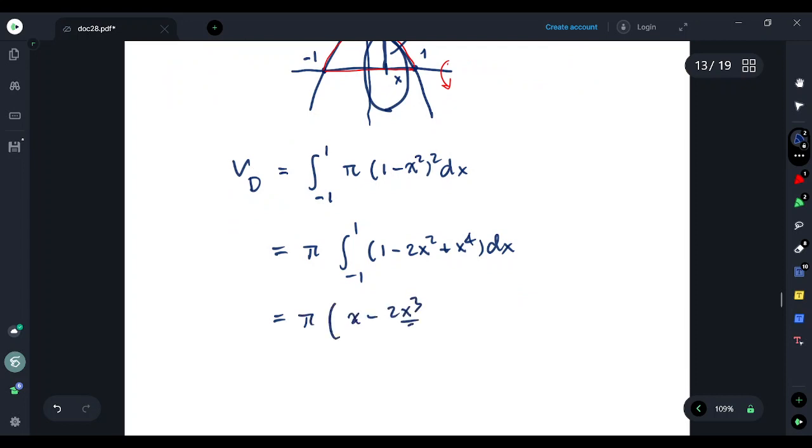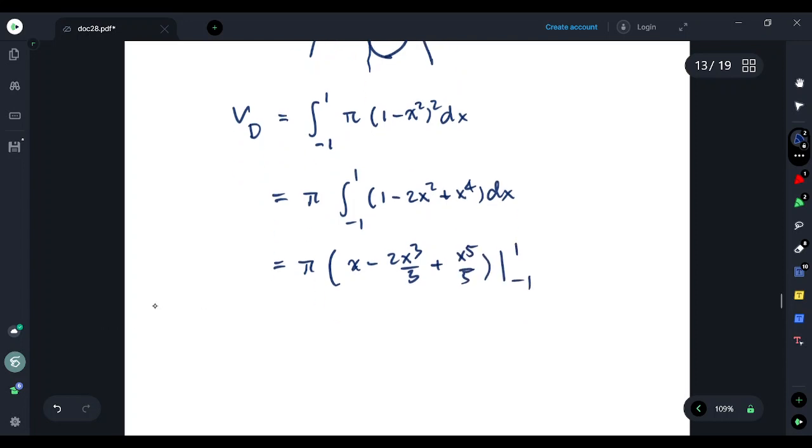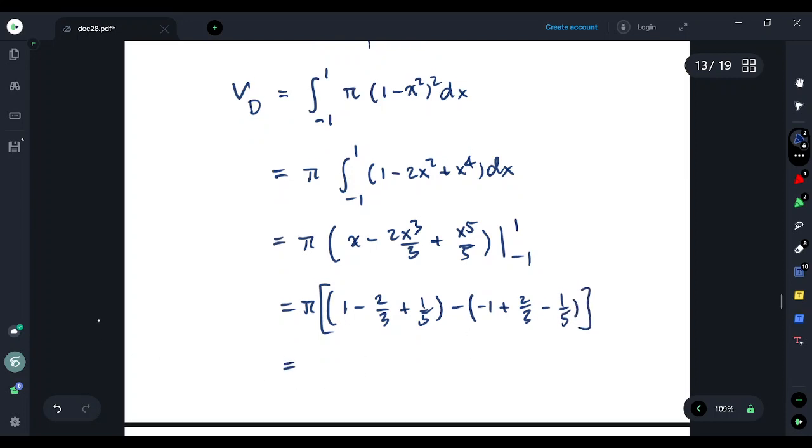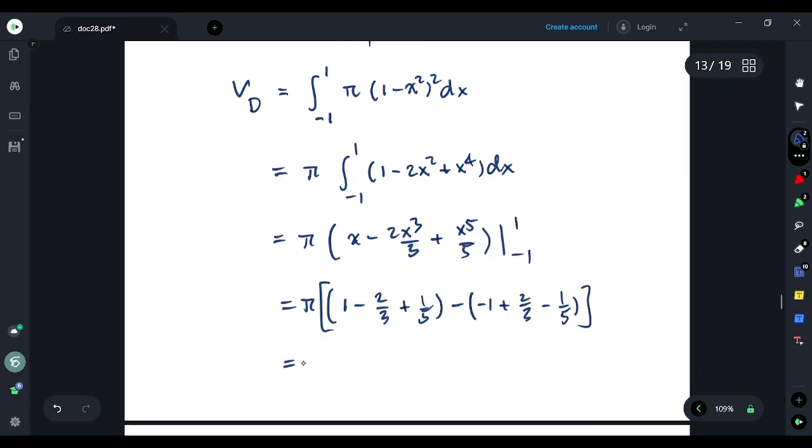x minus 2x to the power 3 divided by 3 plus x to the power 5 divided by 5, and then plug in 1 and -1. That's going to give pi times, when plugging in 1, 1 minus 2 over 3 plus 1 over 5, and when plugging in -1, you're going to get -1 plus 2 over 3 minus 1 over 5. So eventually you're going to see the value to be some number. Okay.